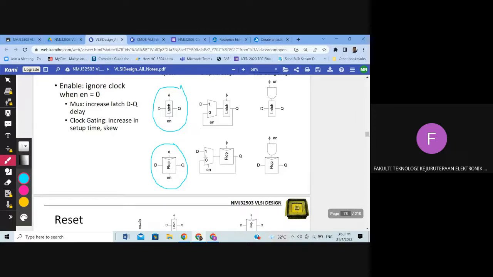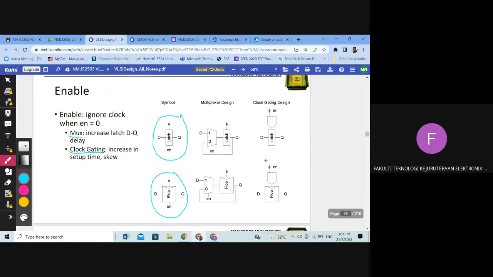So how do we control it? We have an enable button or enable input. The enable input will either allow the input D to become an output or not. Okay, so we call it clock gating. It comes with an increase in setup time and so on. And another thing is actually in a mux.